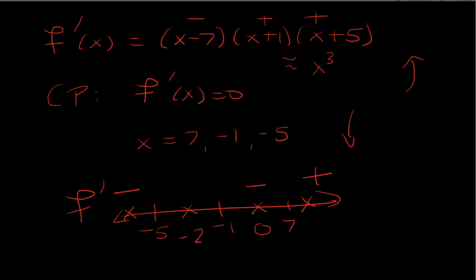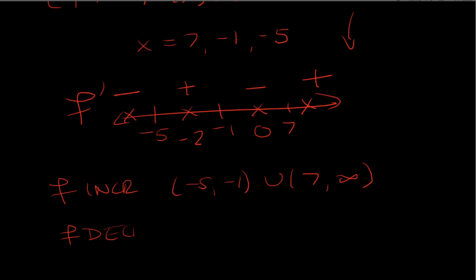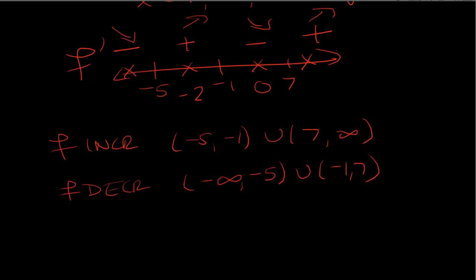And then let's say plug in -2. We get negative, negative, positive. So that's going to be positive. So here, f is increasing from -5 to -1, and then from 7 to infinity. f is decreasing from negative infinity to -5, and from -1 to 7. Okay, so put the arrows here.